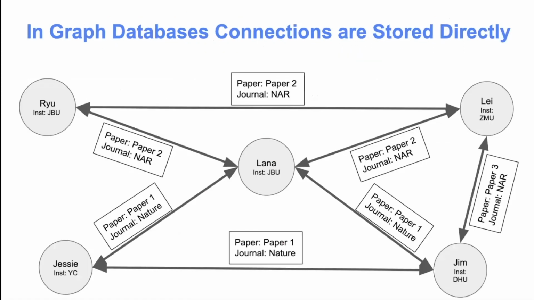Now, enter graph databases. This is the main focus. For graph databases, we see that the data is actually stored in the database as a graph. All of these connections are stored directly as a graph instead of tables. So you can see here that we have the nodes, which are the authors, and then each node has information.